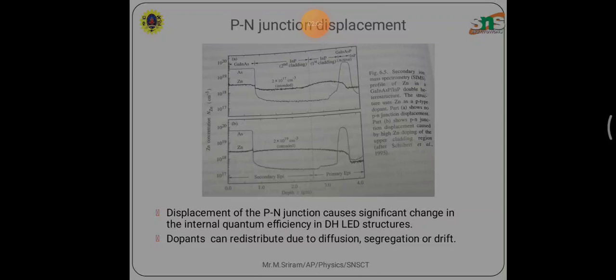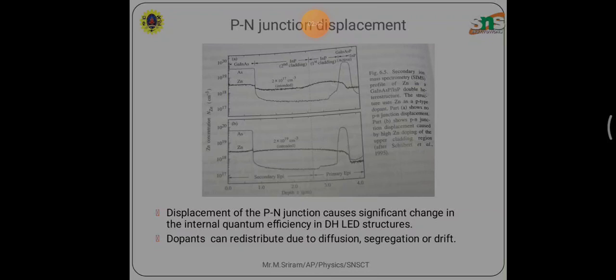And already we know the secondary ion mass spectrometry, SIMS, profile of Zn in gallium indium arsenide phosphide and indium phosphide double heterostructure. So the structure uses Zn as a p-type dopant. Part A shows no p-n junction displacement. Part B shows the p-n junction is displaced, caused by high Zn doping of the upper cladding region. So the displacement of the p-n junction causes a significant change in the internal quantum efficiency in a DH LED structure.